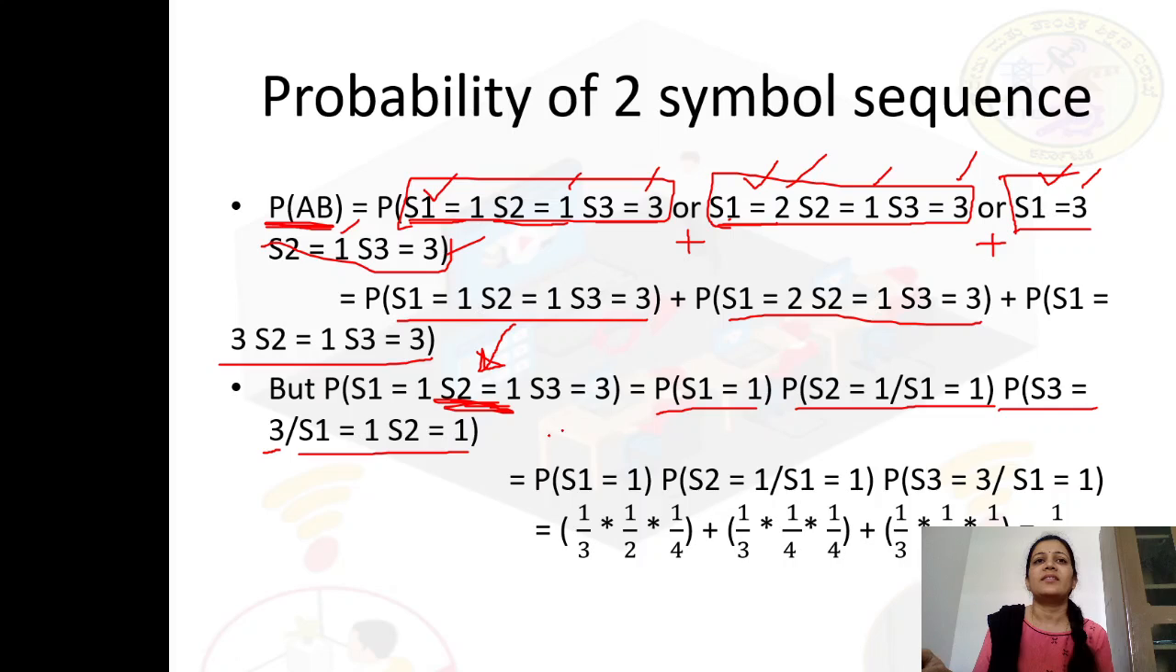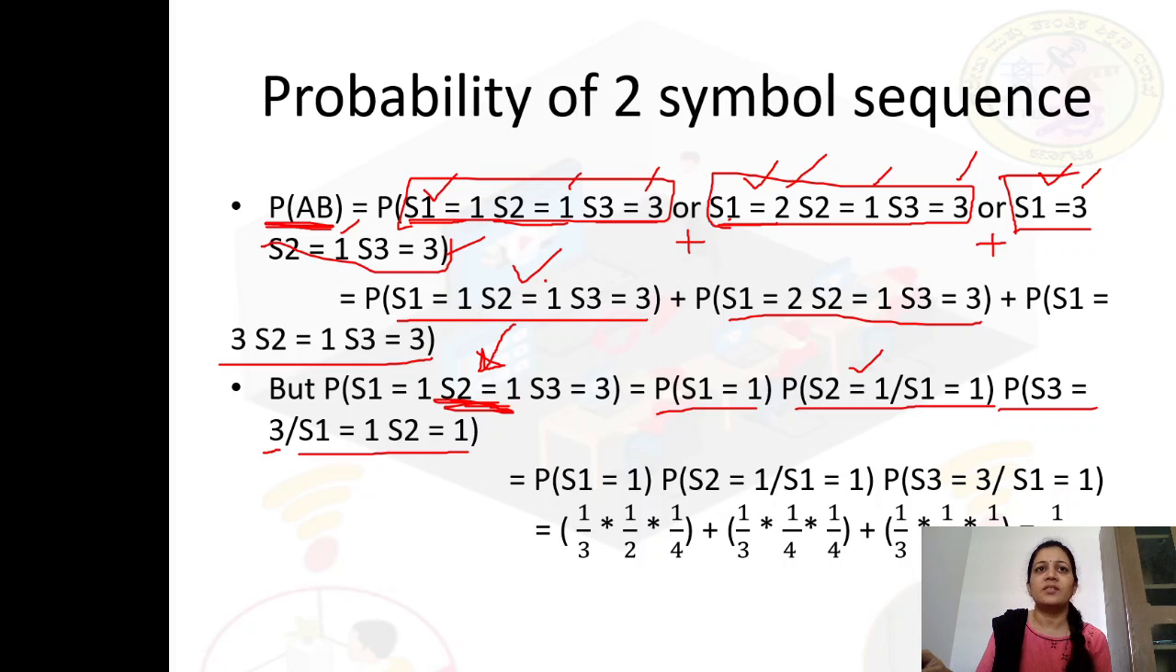So why are we writing this split up? Because your S2 can be 1 either with S1 as 1 or S1 as 2 or S1 as 3. That means that your second state can be 1 when your first state will be 1, 2 or 3. But we are specifically interested in the second state equal to 1 when the first state is also equal to 1. That is why we are writing this conditional probability. Similarly, the conditional probability for S3 is equal to 1 when S1 is 1 and S2 is 1.